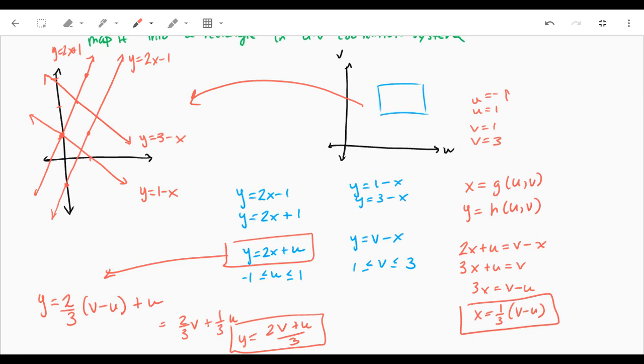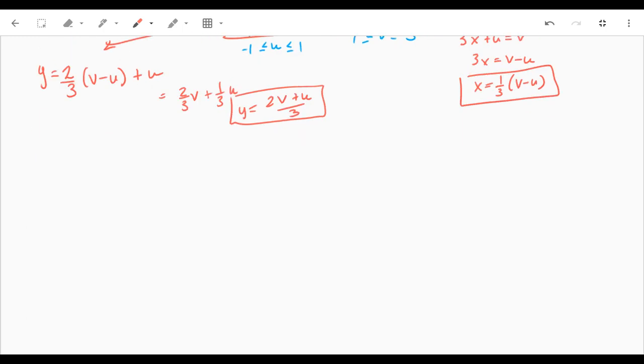Okay, whew, here we go. We're going to do another one like that. Okay, this one's a little trickier.